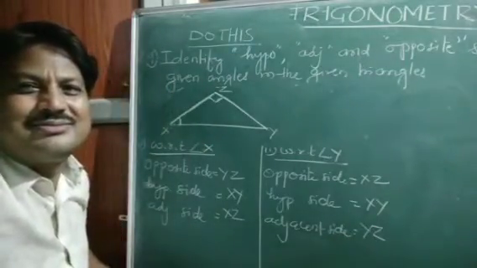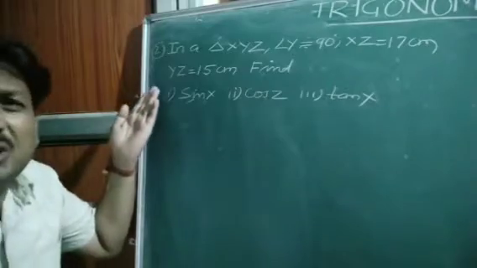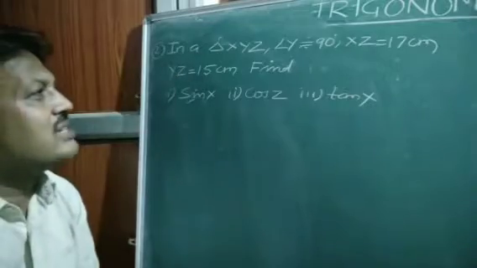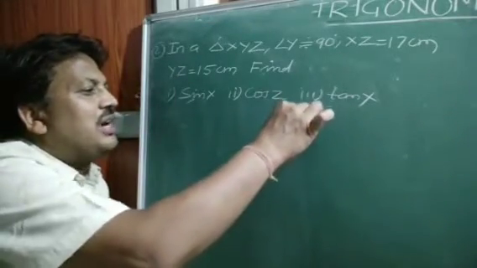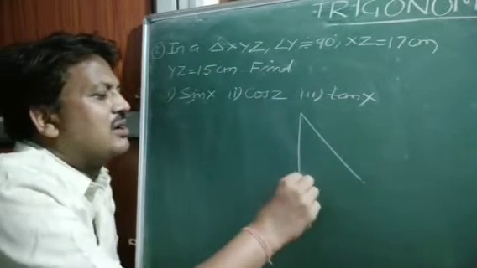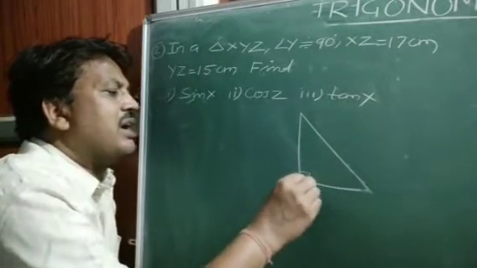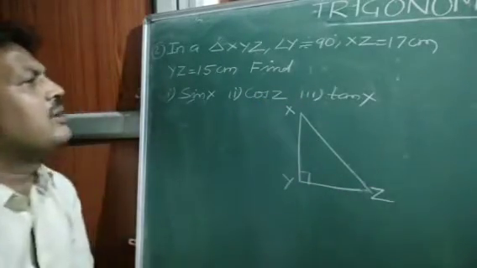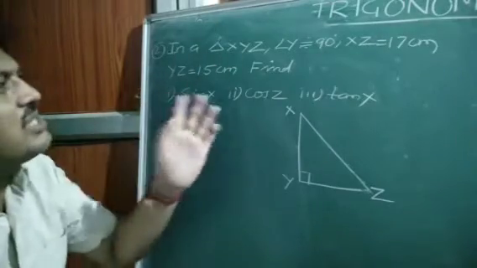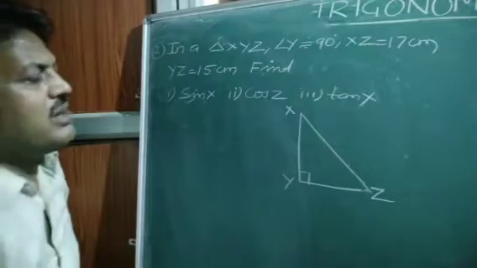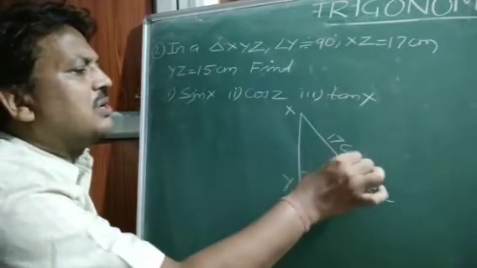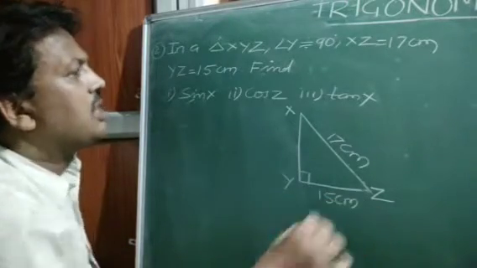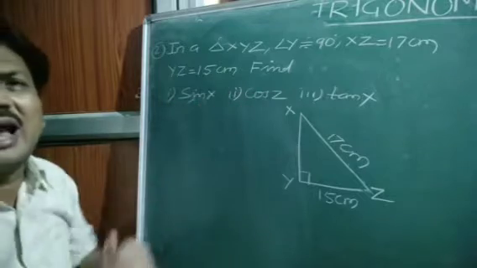Okay children? Children, next is question number 2. Also do this type of problem. In a triangle XYZ, angle y is equal to 90. So let me draw this. In this triangle XYZ, angle y is equal to 90. I may put x here or x here, that does not matter. XZ is equal to 17 centimeter. YZ is equal to 15 centimeter. Find sin x, cos z and tan x, children.